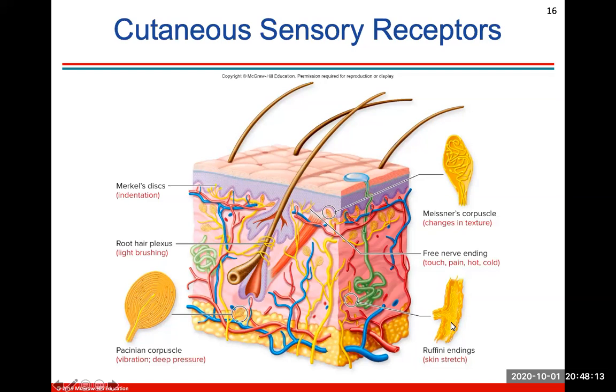The Pacinian corpuscle is important for vibrations and deep pressure. The Ruffini endings are important in skin stretching. Free nerve endings will just deal with touch, pain, hot, and cold. Meissner's corpuscles will detect any changes in texture.